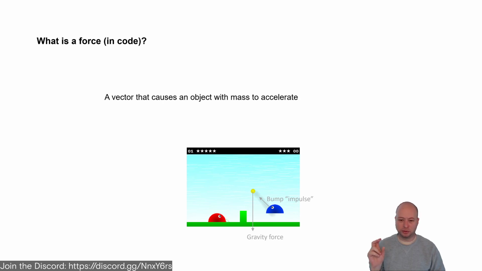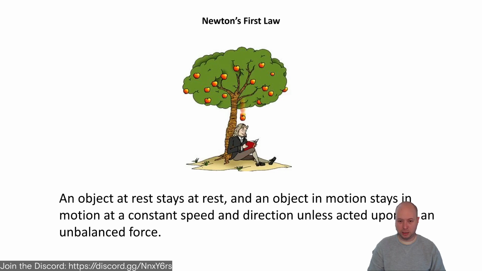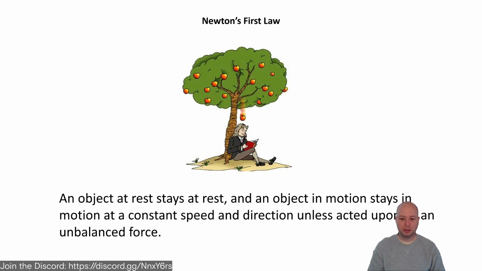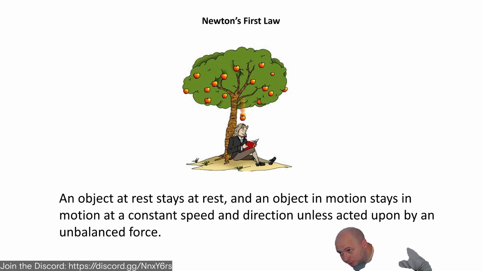I like to think of mass actually as a body's willingness to move in reaction to a force, right? And that reaction, that willingness to move, is acceleration. So this is a good time to talk about the third law, but let's go into the first law. The first law that Newton noticed: an object at rest stays at rest, an object in motion stays in motion, at a constant speed and direction, unless acted upon by an unbalanced force.